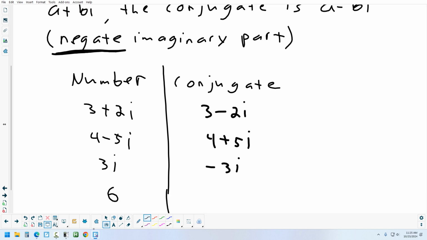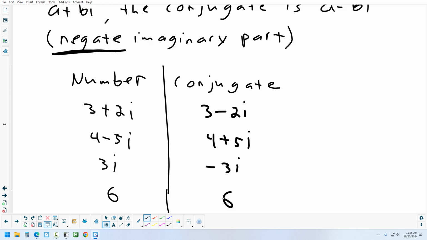And the conjugate of 6. What would it be? It would just be 6, because 6 doesn't have an imaginary part. So you could think of the original as 6 plus 0i. The conjugate is 6 minus 0i. The same thing. So, any questions on how to find a conjugate if you have a number?